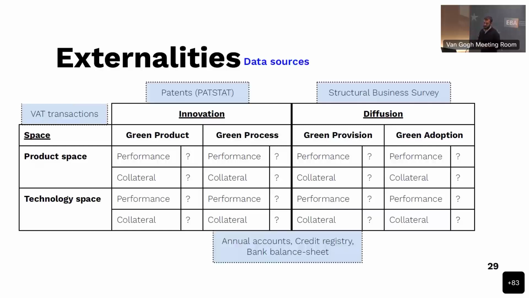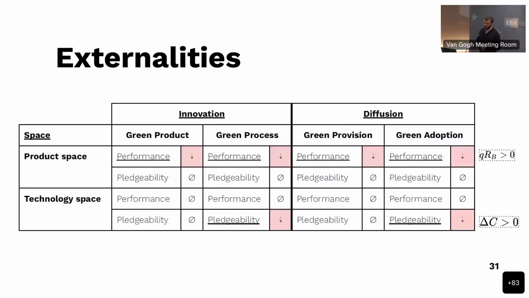You can move on to the next slide. So to do that, we combine several data sets together. Innovation, we use patent data. Diffusion, there is a nice structural survey in Belgium that asks firms to tell us if they buy or sell green products and services. For the product space and technology space, we use transaction data and tax data. And for anything related to the firm's performance, collateral, credit information, and banks, we use firms' annual accounts, the credit registry, and banks' balance sheets.